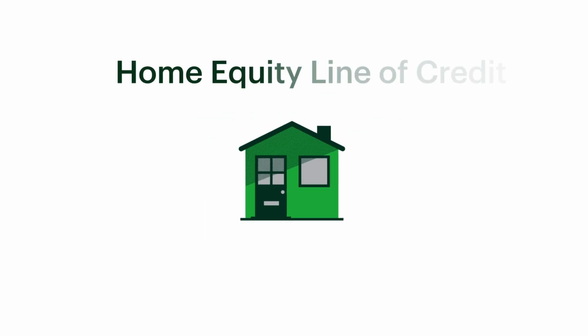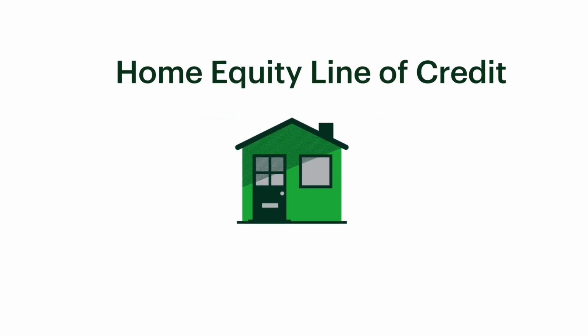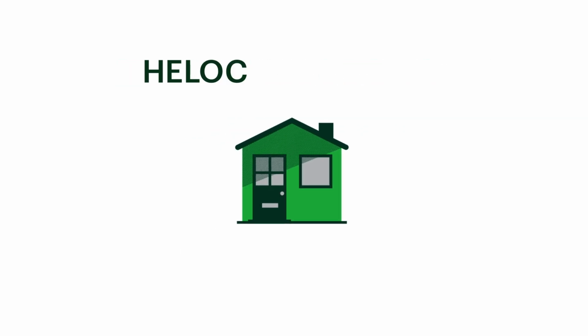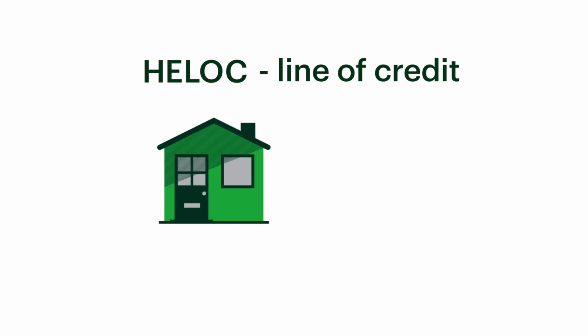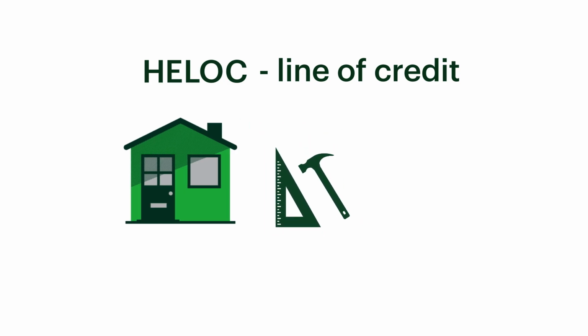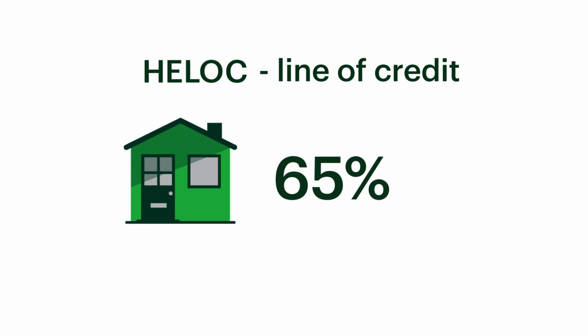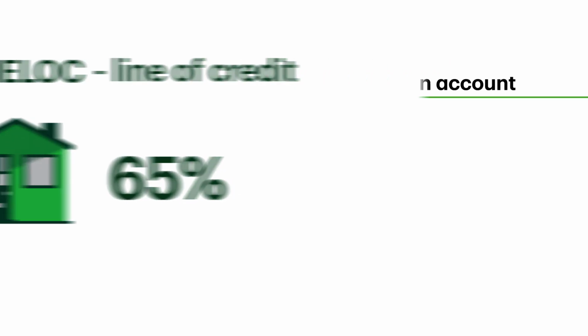Think of a margin account like a home equity line of credit, or a HELOC. Homeowners who have a HELOC use the value of their home as collateral or leverage to give them a line of credit. They can then use that line of credit for whatever they like: home renovations or a trip. Typically, a HELOC will allow you to borrow up to 65% of the market value of a home.